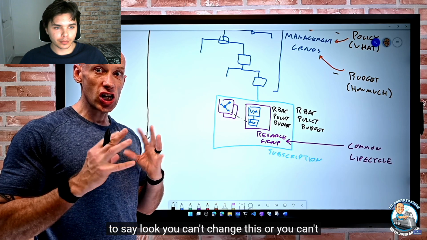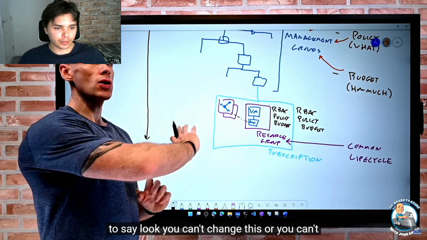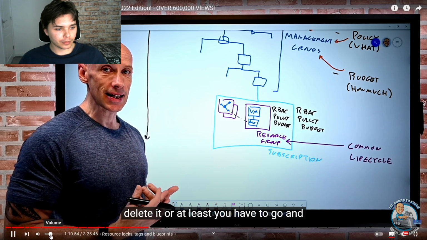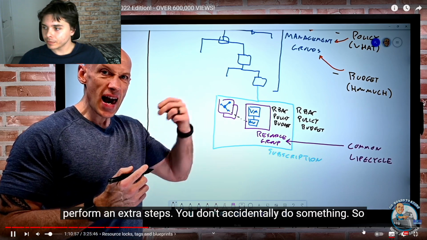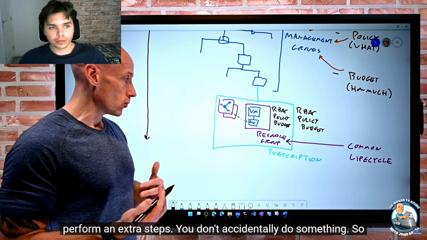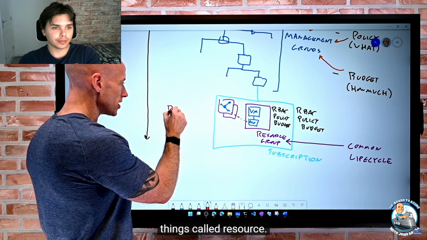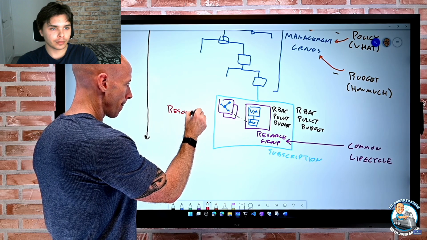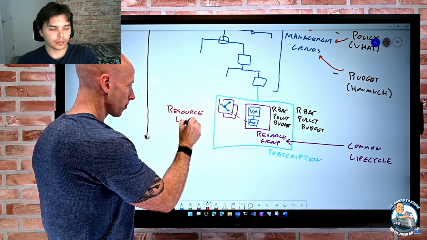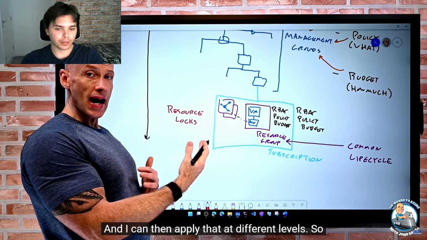I want an extra check. I want to say, look, you can't change this or you can't delete it. Or at least you have to go and perform an extra step so you don't accidentally do something. So what we can actually do is we can create these things called resource locks.